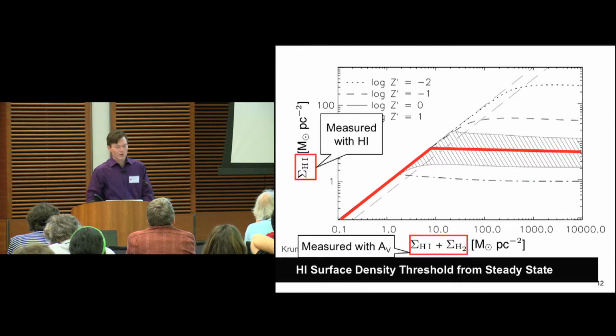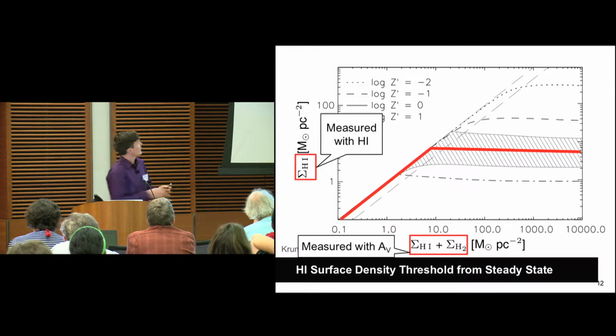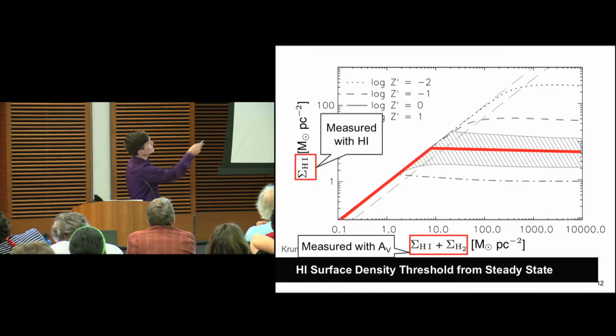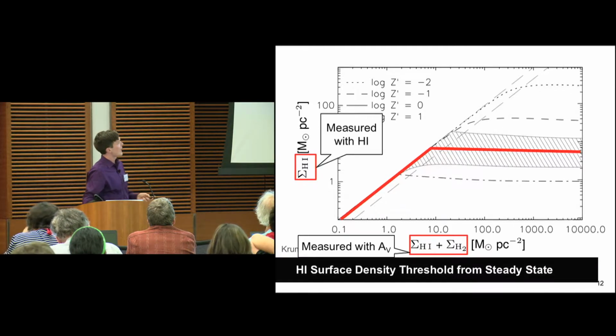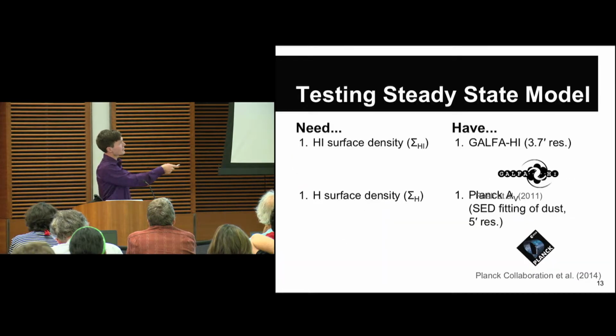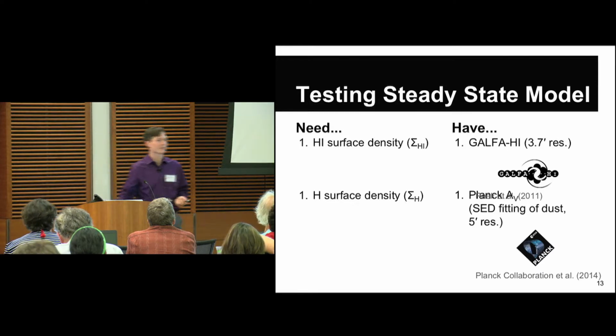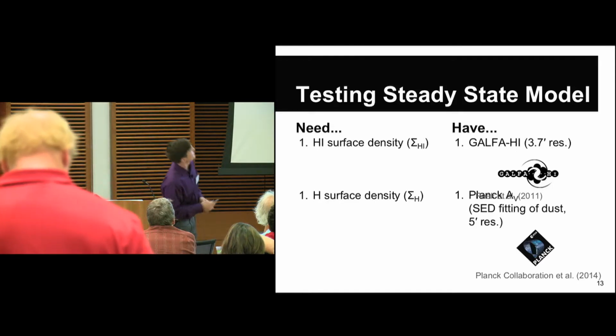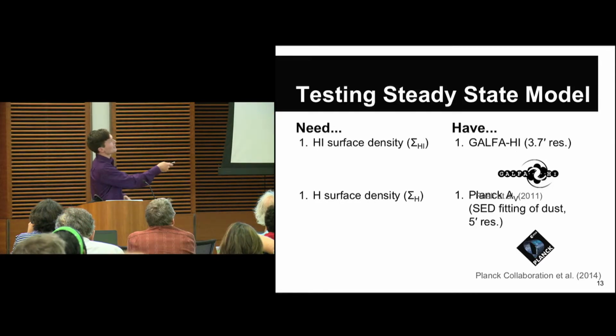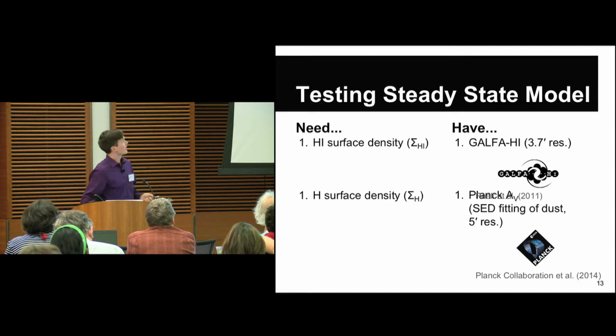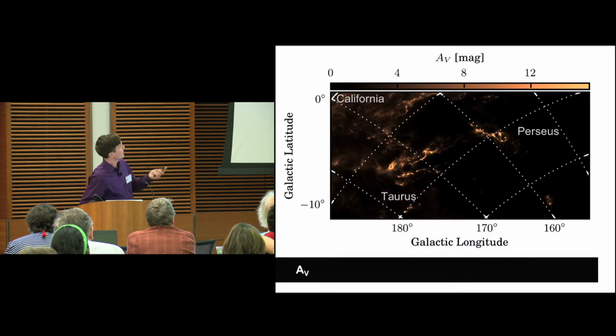All right, so we would like to test this model prediction observationally, and we're going to do this on subparsec scales. We're going to measure H1 surface density with H1 spectral observations and total gas surface density with optical extinction using a dust-to-gas ratio. We adopt the GALFA-H1 observations and Planck AV optical extinction observations, which were derived from fitting large-grain dust spectra. And we derive dust-to-gas ratios and determine the total gas surface density.